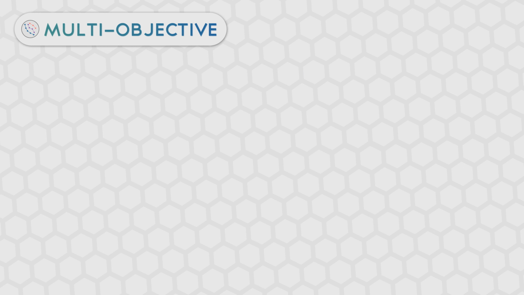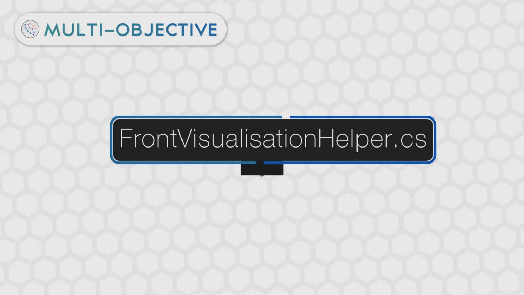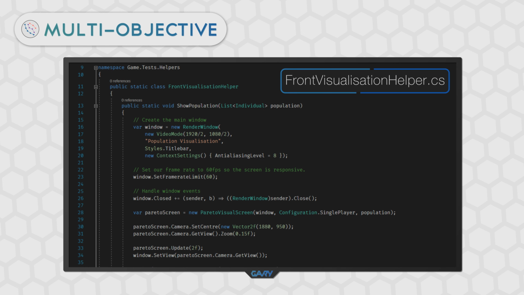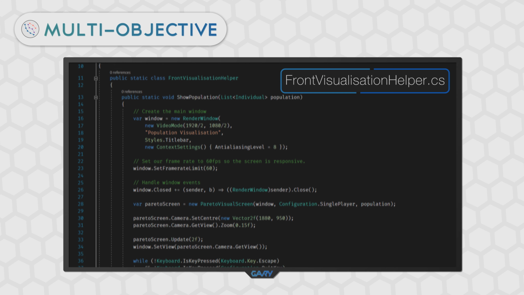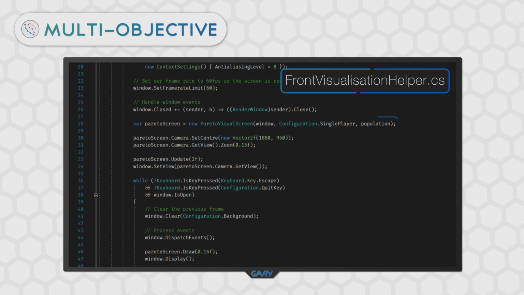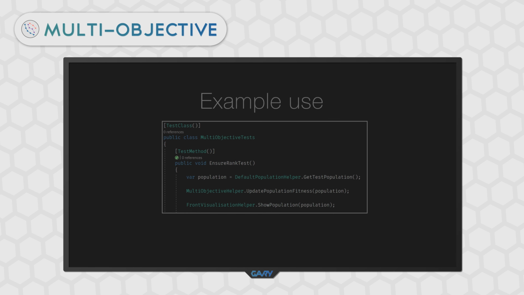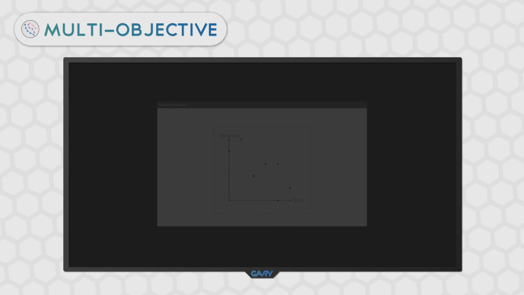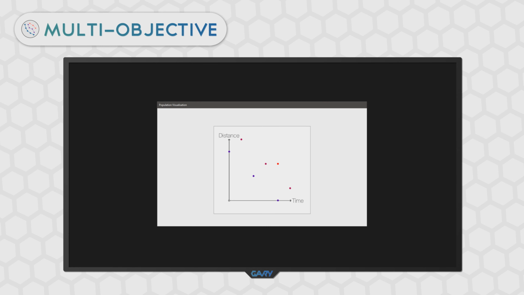This is probably a good point to mention a helper method that I've written that you can also use. In our front visualization helper class, I know my class names are the best, there is a method called showPopulation. This method takes in a list of individuals and will create a window, calculate the normalized fitnesses, and populate a graph based on the population that you passed in. So if you ever have a need to visualize your population for debugging purposes, you can use this. Oh, and exiting is the same as the main screen. You can press Q or escape.